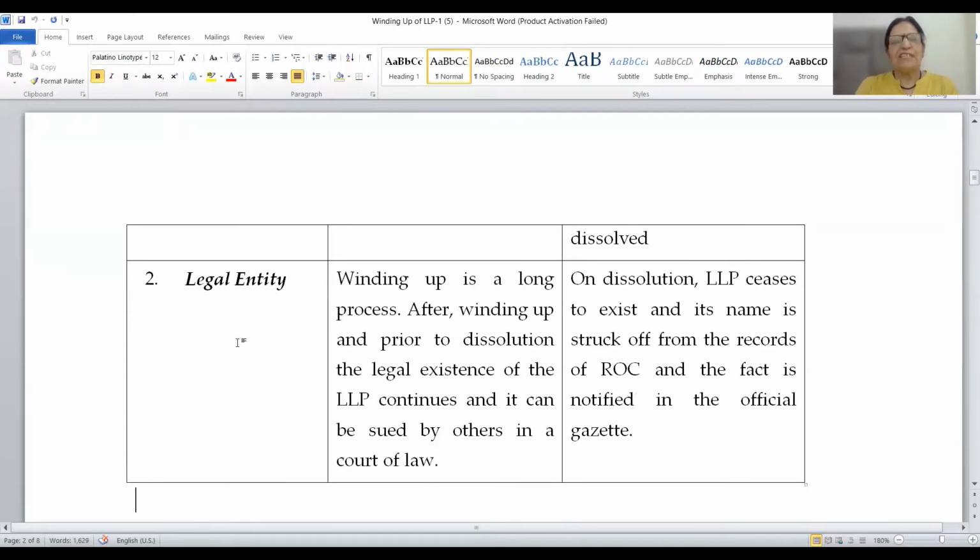The second point of distinction is, friends, legal entity. Winding up is a long process. After winding up and prior to dissolution, the legal existence of the LLP continues. LLP is still a separate legal entity, and it can be sued by others and it can also sue others in the court of law. But on dissolution, LLP ceases to exist. It loses its separate legal entity and its name is struck off from the records of ROC, Registrar of Companies, and the fact is notified in the official gazette.